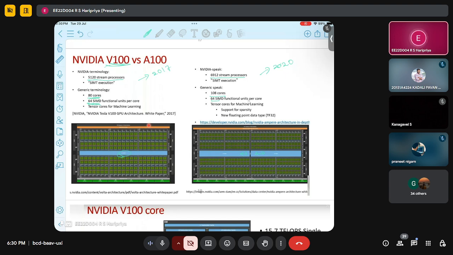L2 cache 1 and L2 cache 2. This is just to increase the throughput or reduce the latency of the memory.